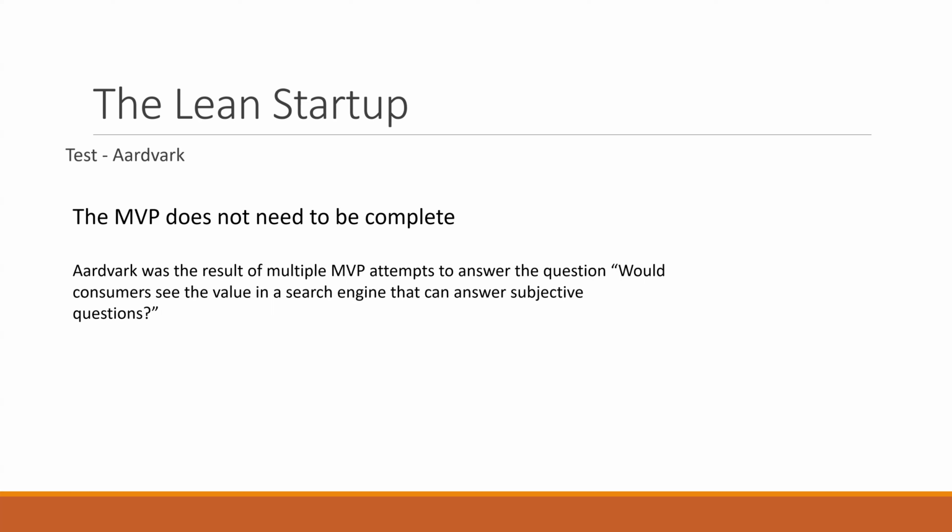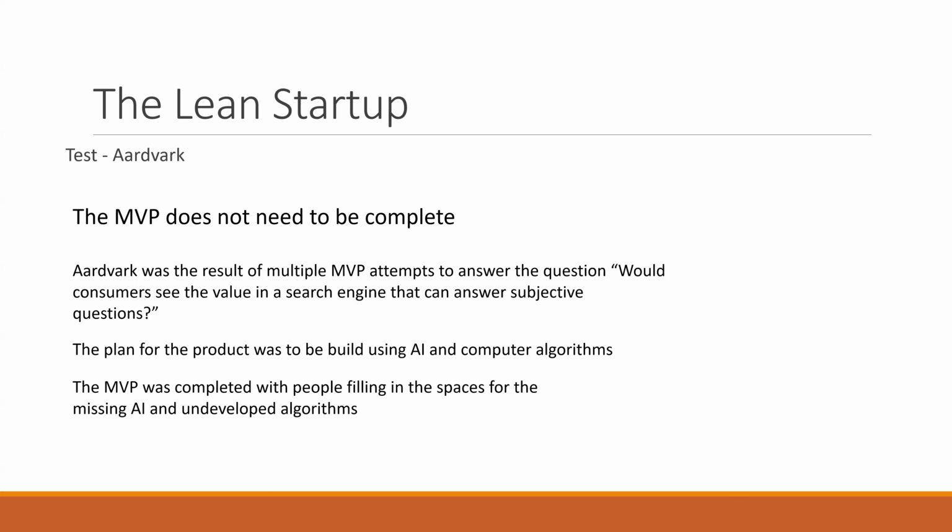But when it comes down to what's the most beautiful statue in the world, or what's the best restaurant to eat in this state, that's subjective, and Google really can't answer that. So the plan was for a product that would be built using AI and computer algorithms, which was something that was going on in the early 2000s, way before AI was really coming into light. So the MVP was completed with people filling in the spaces for the missing AI and undeveloped algorithms.